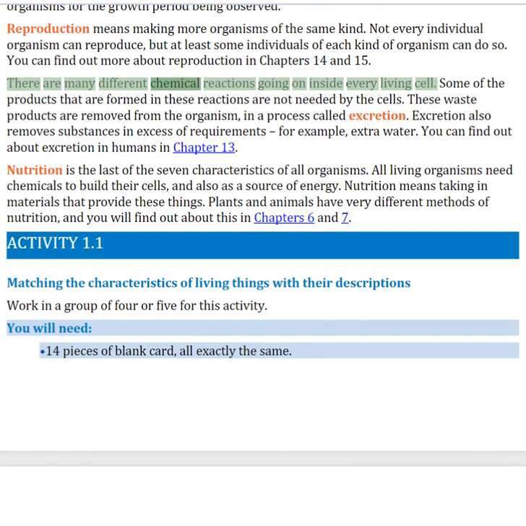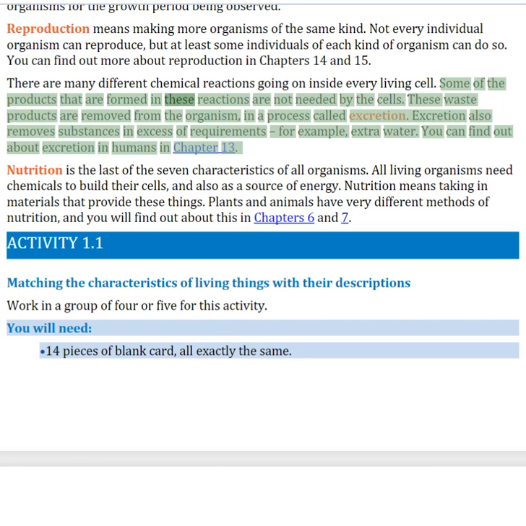There are many different chemical reactions going on inside every living cell. Some of the products that are formed in these reactions are not needed by the cells. These waste products are removed from the organism in a process called excretion. Excretion also removes substances in excess of requirements, for example, extra water. You can find out about excretion in humans in Chapter 13.